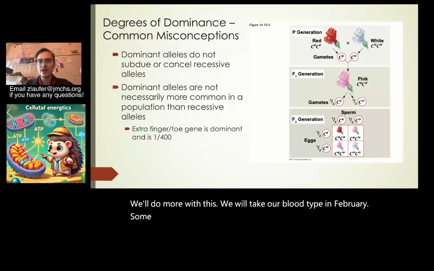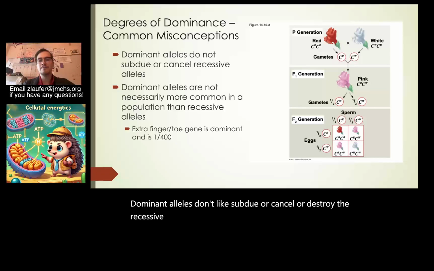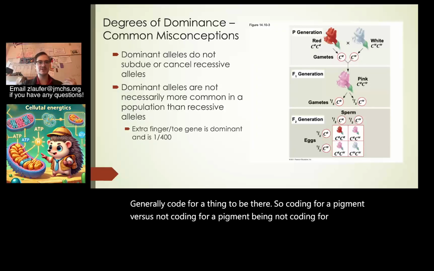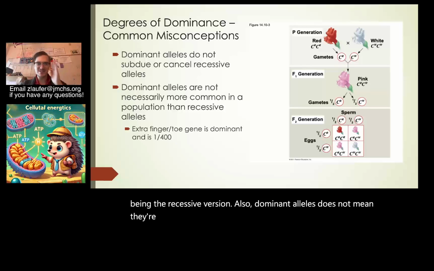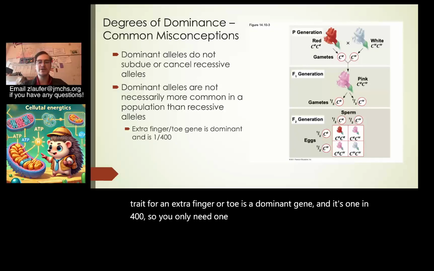Some common misconceptions: dominant alleles versus recessive. Dominant alleles don't subdue or cancel or destroy the recessive alleles. They just generally code for a thing to be there, like coding for a pigment, versus not coding for a pigment being the recessive version. Also, dominant alleles does not mean they're more common than a recessive allele. For example, the trait for an extra finger or toe is a dominant gene, and it's 1 in 400. So you only need one copy, but that doesn't mean it's a very common thing to have.